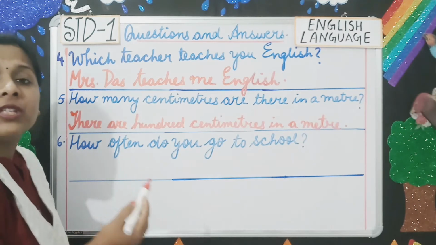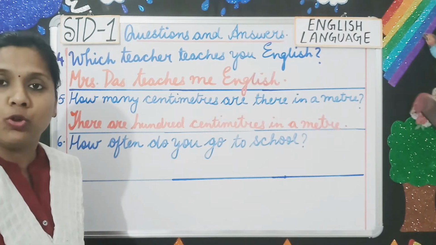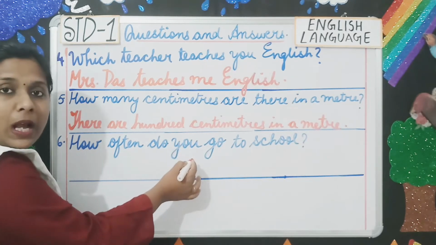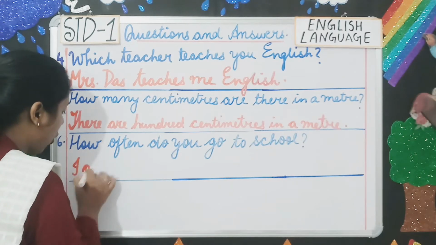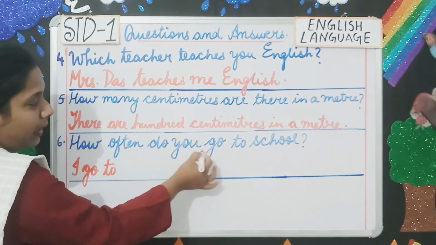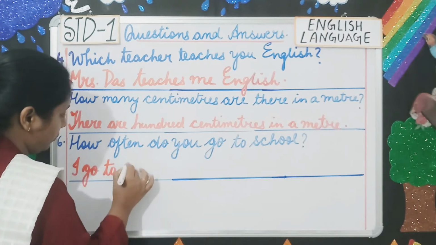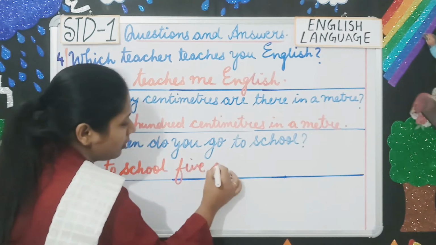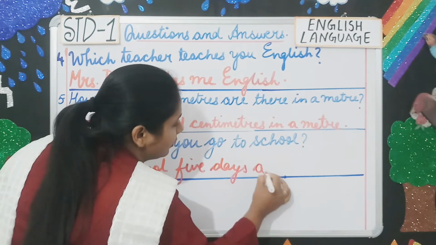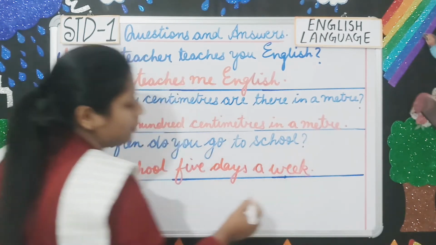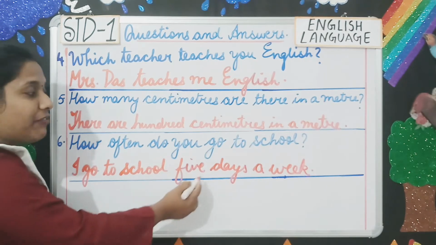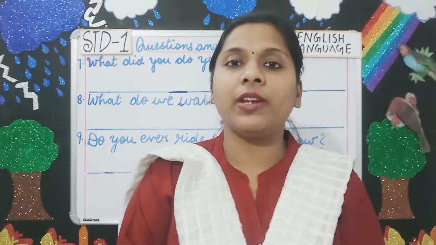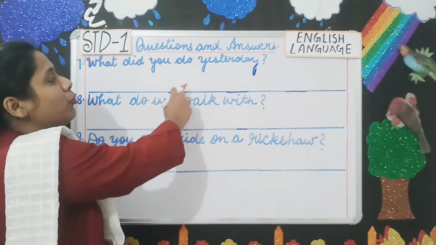Next, how often do you go to school? How often? You have to tell the number of times you go to school. So you go to school 5 days a week. So what you will write? You will become I go to school 5 days a week. I go to school 5 days a week. Clear students?